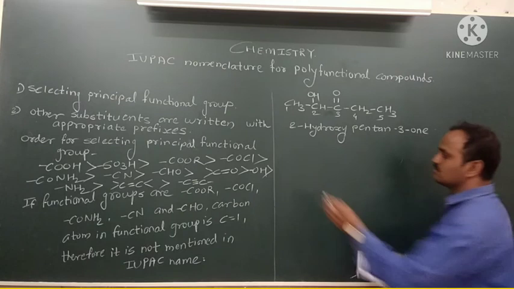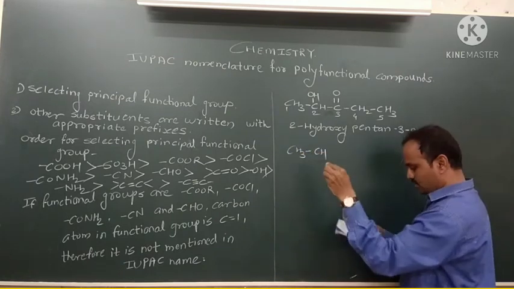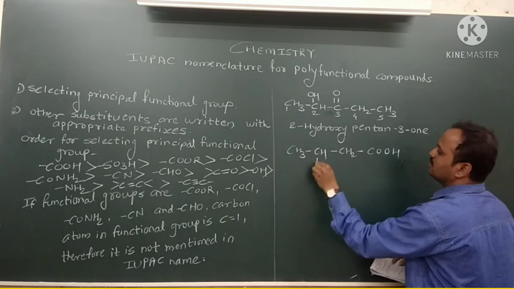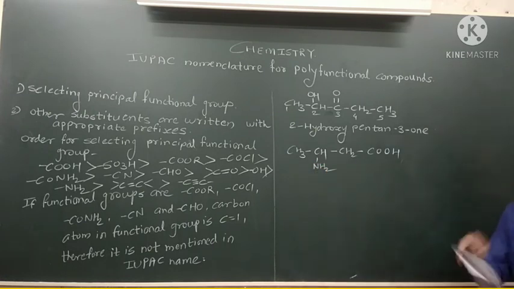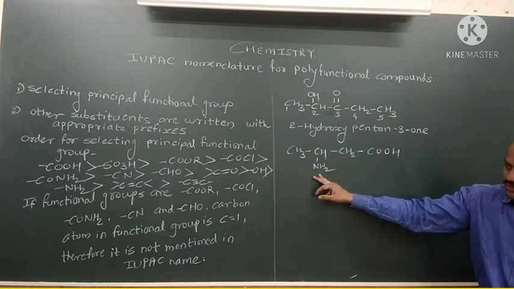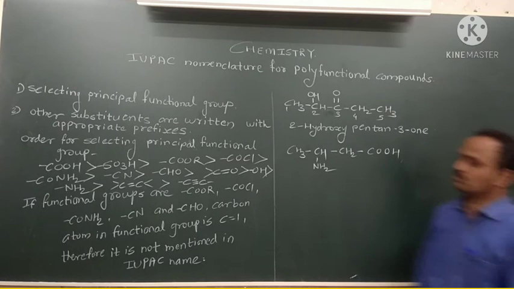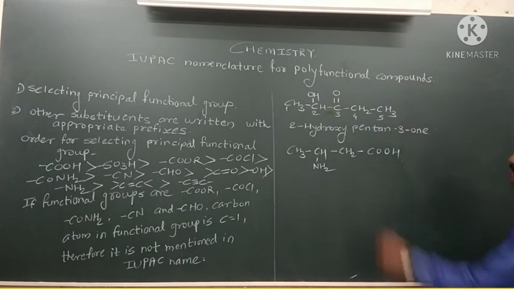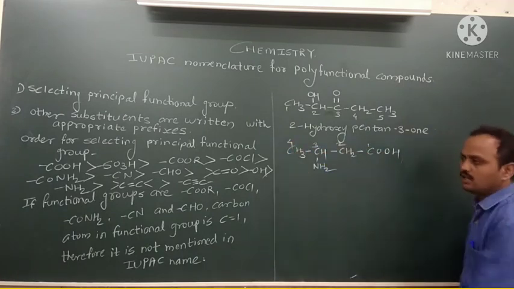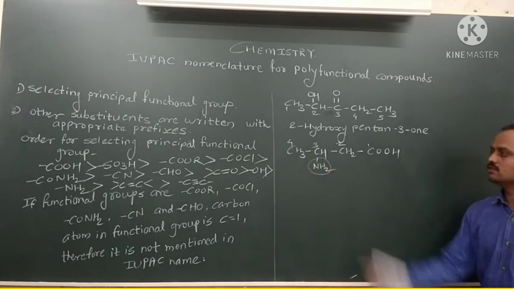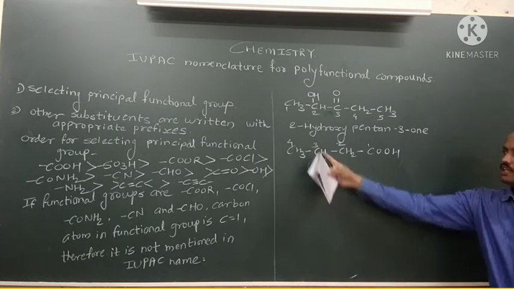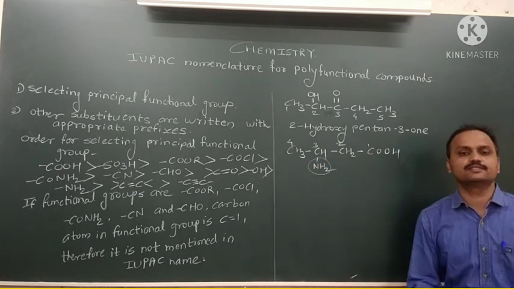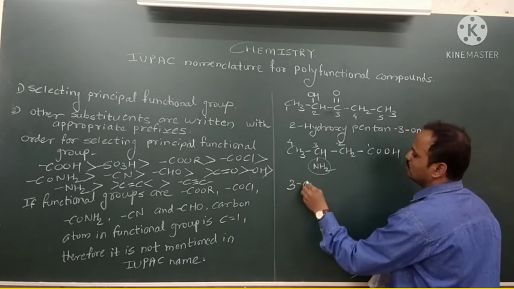Another example: CH3, CH, CH2, COOH, and here NH2. NH2 is the amine functional group and COOH is the carboxylic acid functional group. Carboxylic acid comes first, amine comes next. Therefore, with numbering 1, 2, 3, 4, on the third carbon there is an amine functional group. So 3-amino butanoic acid.